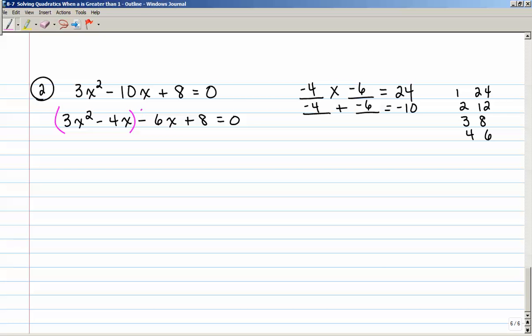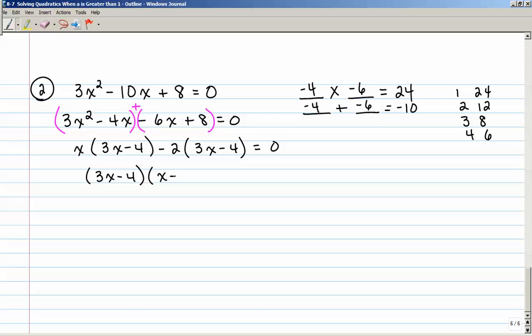Parentheses around the first two, parentheses around the last two. Grab that minus in front of the 6 and put a plus up top. Greatest common factor in the first set of parentheses is an x, leaving me with a 3x minus 4. Greatest common factor in the second set of parentheses is a 2, but because it starts with a negative, I'm going to make it a negative 2, which is going to leave me a 3x minus 4. Don't be confused by that negative 4, because remember when I distribute, I'll get that positive 8. So my two factors are 3x minus 4 and x minus 2.